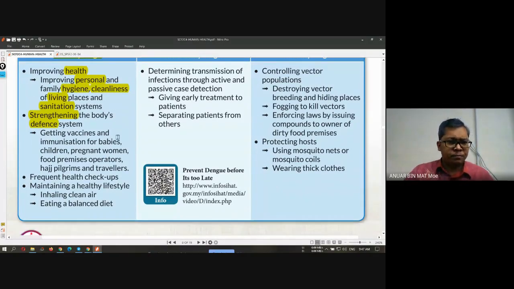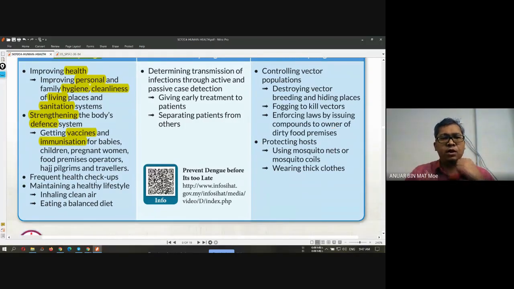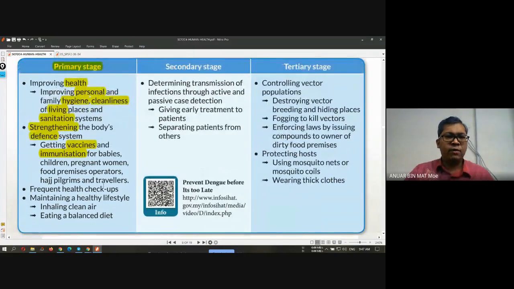Okay, right. So maybe you get the vaccine. Vaccine is very controversial right now. But later on, we will talk about vaccine. Vaccine, immunization for pregnant women, for children, because we want to prevent the disease. Very interesting topic about vaccine. Frequent health checkup. Okay, and then maintain a healthy lifestyle. Inhale clean air. Balanced diet. Go for exercise, and this is the primary stage, right?